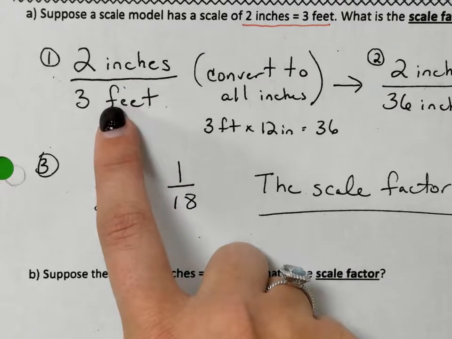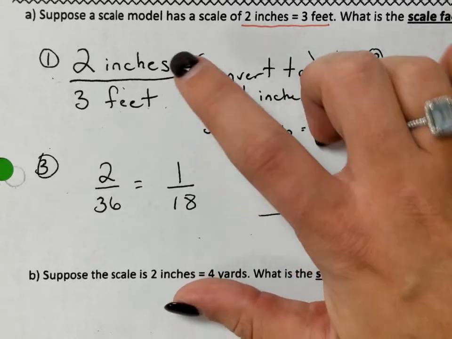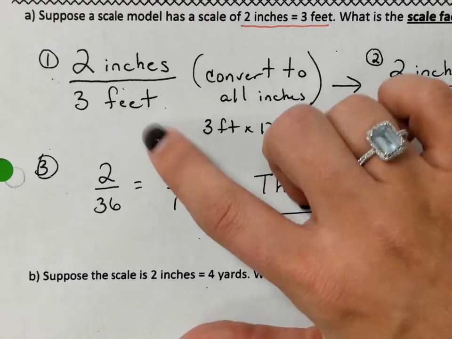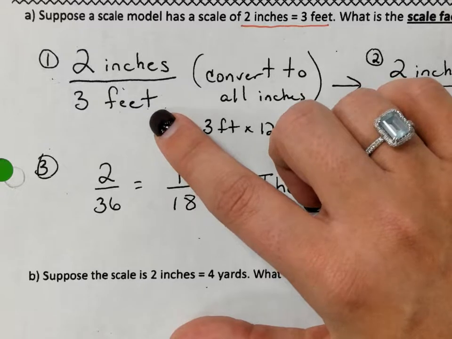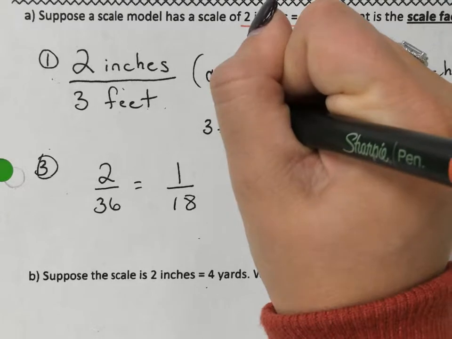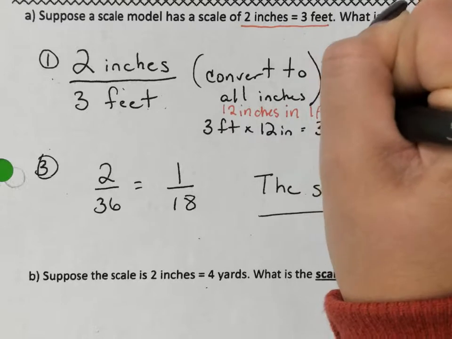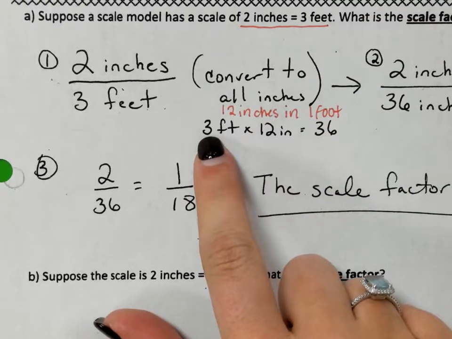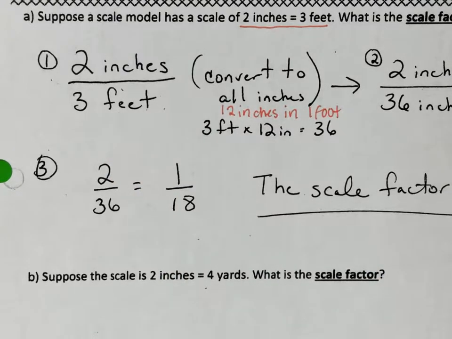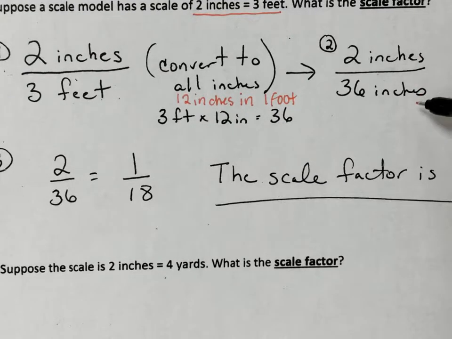So now that I have it as a ratio, my step 2 is going to be convert it to inches. Because I can't convert 2 inches to feet, right? If I did, it would be like a point something, a decimal. So I want to convert my feet to inches. So how many inches are in 1 foot? There's 12 inches in 1 foot. So that means that in 3 feet, there are 36 inches. You just multiply your 3 times 12, and you get 36 inches. Okay. So you can write it as another ratio of 2 inches over 36 inches.